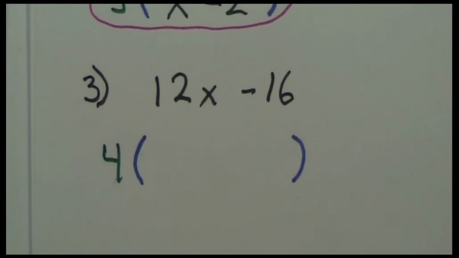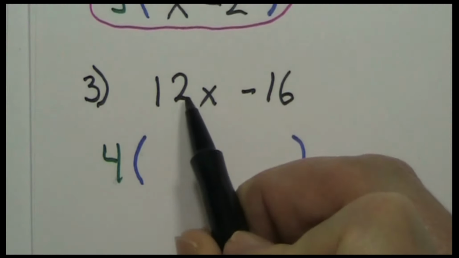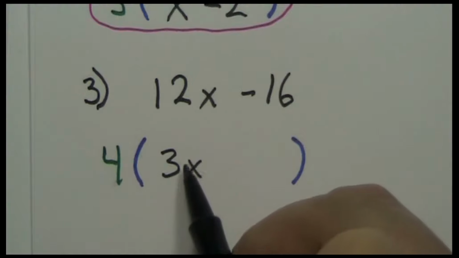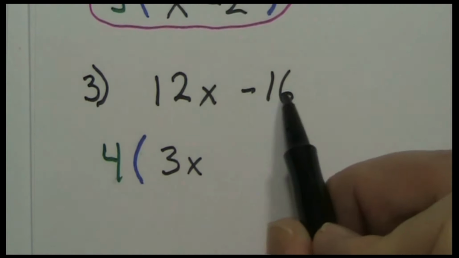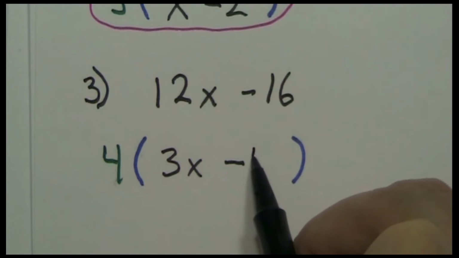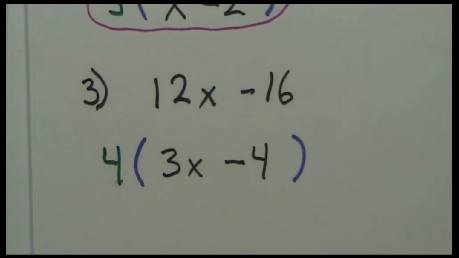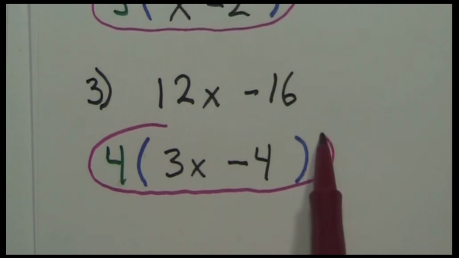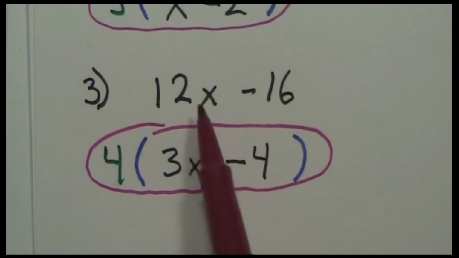All right, so now we have 4 times something is 12x. 4 times 3x is 12x. 4 times something is negative 16. 4 times negative 4 is negative 16. And that's done. That's factored. We basically factored out a 4 from both those terms. We factored out a 4.